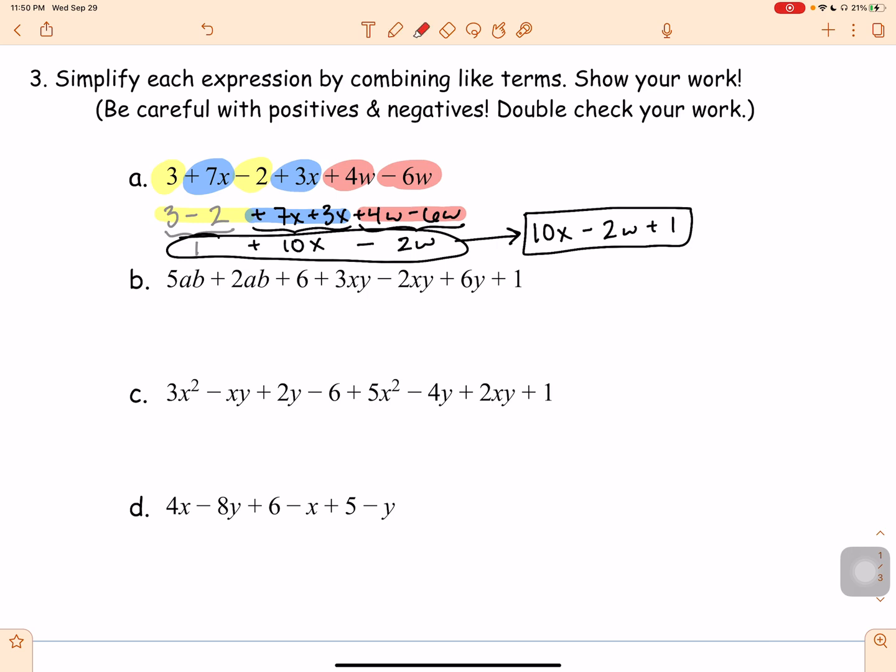All right, so part B. Again, please make sure that you're pausing and trying these first. So we have 5ab, and I see positive 2ab, and there's no other ab's here. Okay, so I'm going to go ahead and combine those two. So we have 5ab plus 2ab. That will give you guys 7ab. They're both positive.